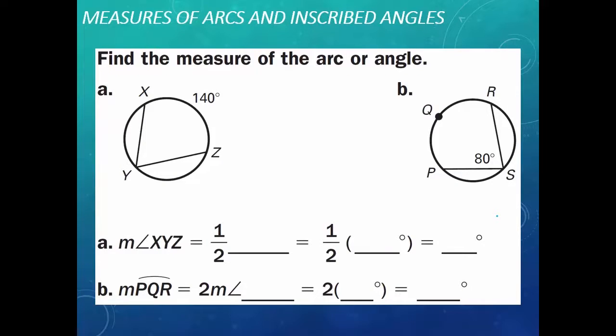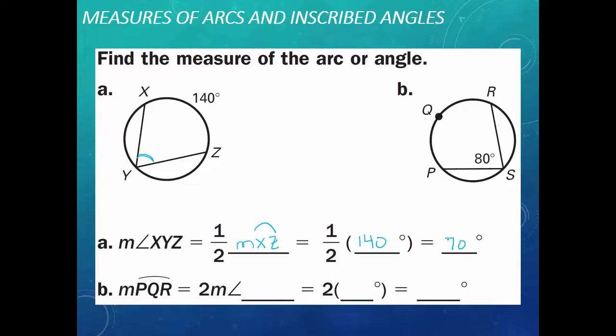Example 1, measures of arcs and inscribed angles. In this example, we have to find the measures of the arc or angle. So problem A says find the measure of angle XYZ. XYZ is the inscribed angle, and we know that the inscribed angle is 1/2 of the arc measure XZ. We know that XZ is 140 degrees, so half of 140 is 70 degrees.